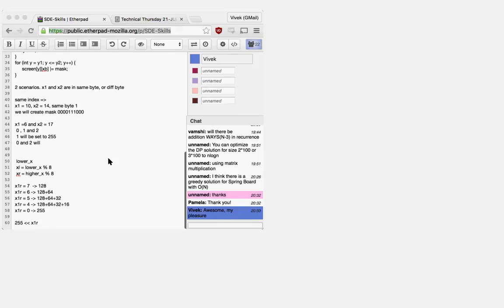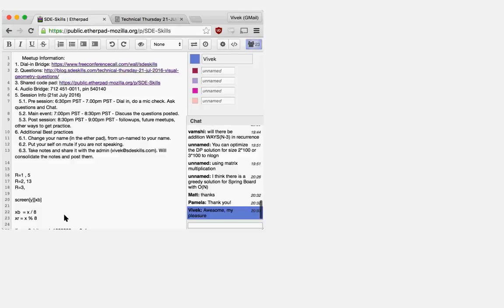I don't know if you're seeing the thing I wrote. It's actually 255 left shift x1r. That's it. Because for 0, nothing gets shifted. For 1, everything is 1 except the rightmost one. This is for the lower x, like the leftmost x. For the right one, I would have to do a right shift.